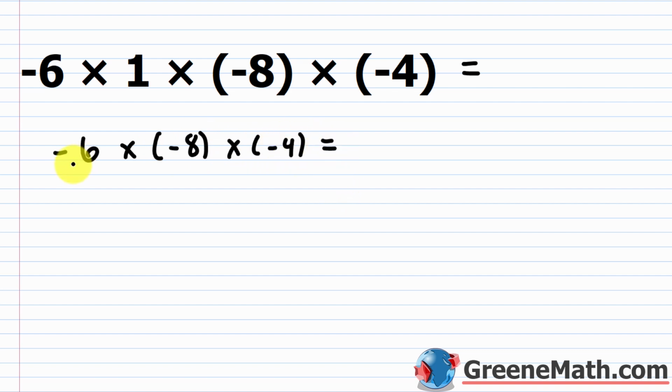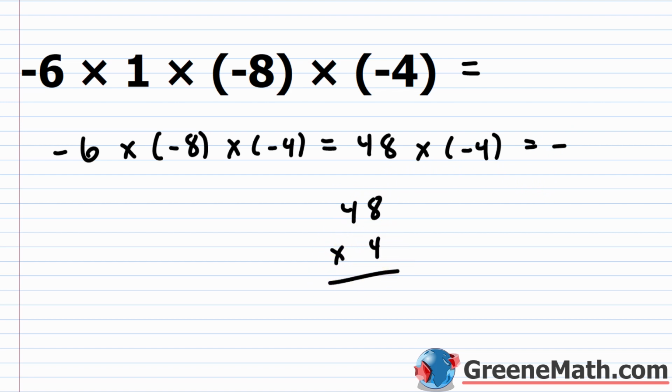So now you have a negative 6 times a negative 8. Negative times negative is positive, and then 6 times 8 would be 48. So this is positive 48, and then times negative 4. So here, positive times negative is negative, and then 48 times 4, some of you can do that in your head. It's going to be 192, but just in case you can't, 4 times 8 is 32, 2 down, carry the 3. 4 times 4 is 16, plus 3 is 19. So bring this over here. The final answer is negative 192.